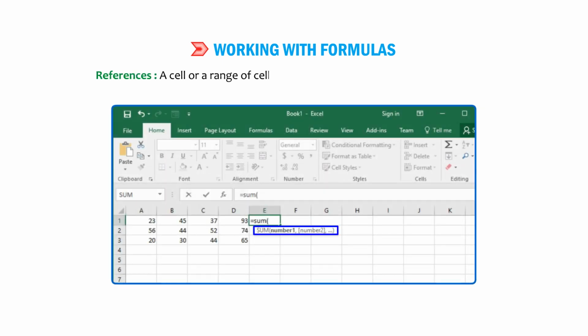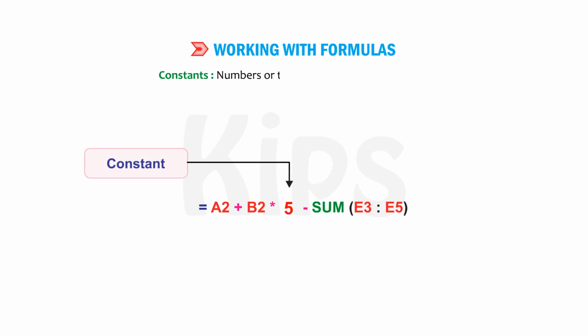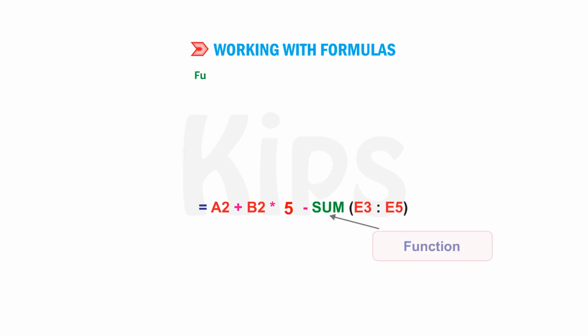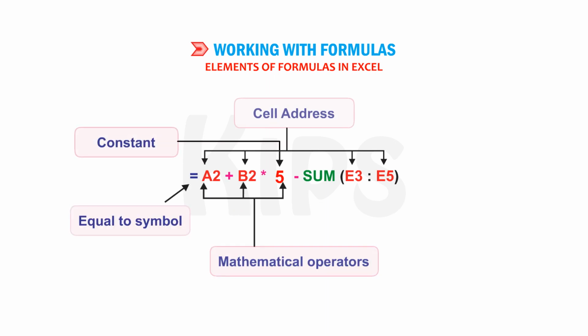References: a cell or a range of cells that you want to include in your calculation. Operators: symbols such as plus, minus, multiplication, exponential, percentage, etc. that specify the operation to be performed. Constants: numbers or text values that do not change. Functions: predefined formulas in Excel. Elements of formulas in Excel: cell address, constant, equal to symbol, mathematical operators, function, range. Students, quickly recall, in Microsoft Excel how do we define formulas?